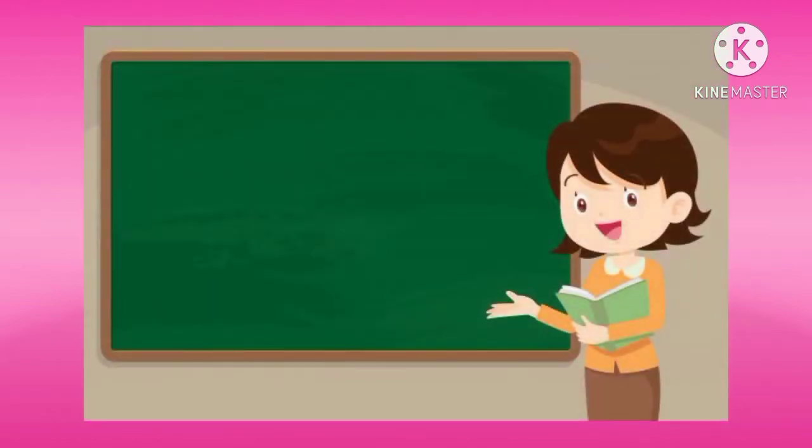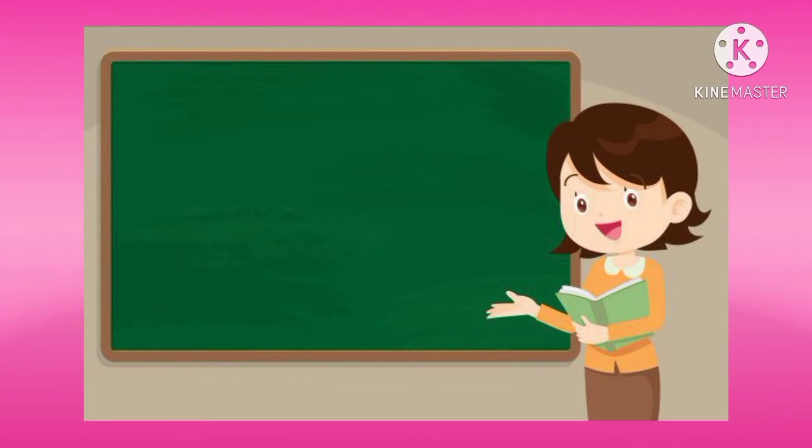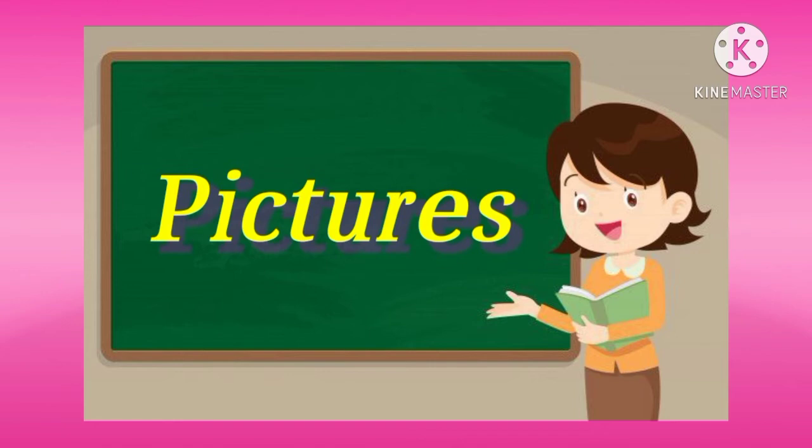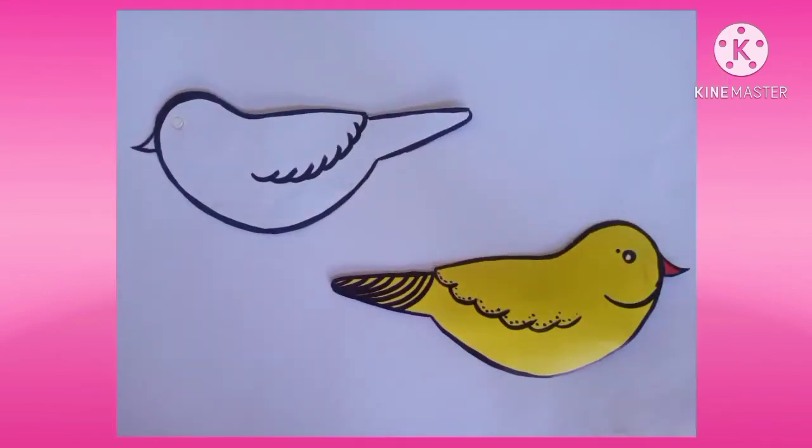Today, we will learn SST lesson number 7. Before telling you the name, I wanted to show you some pictures. Tell me, what kind of pictures is this? Yes, this is a bird. Now children, observe the picture and see the difference in each.